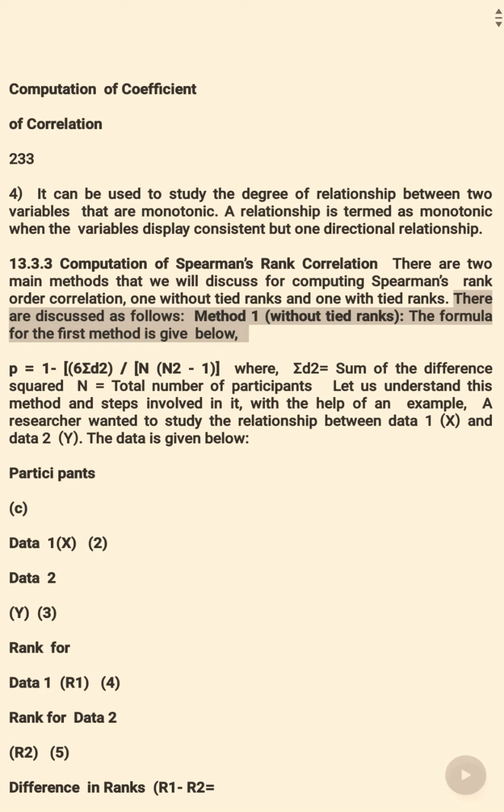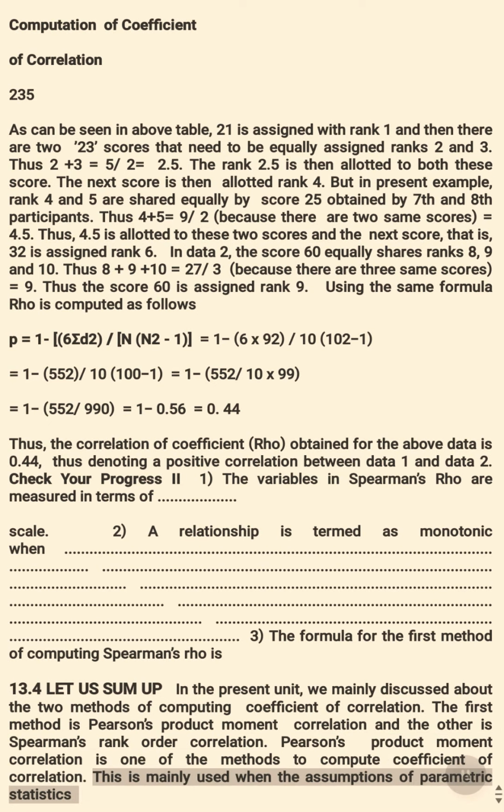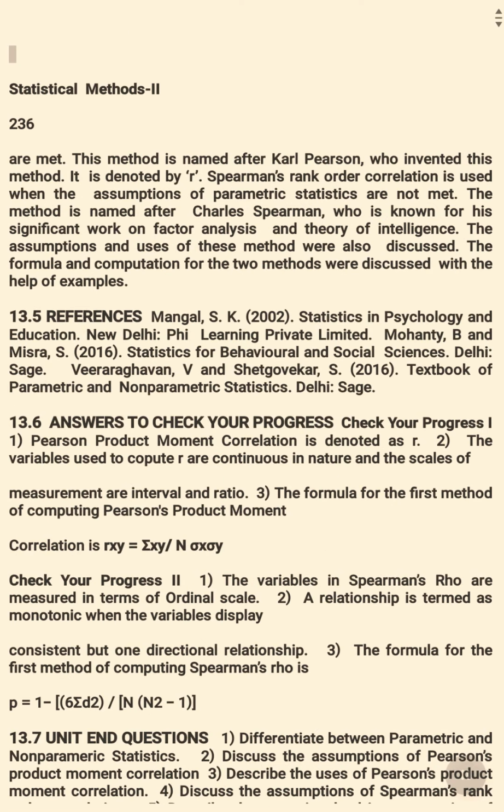Summing up of 13th unit. 13.4 Let us sum up. In the present unit, we mainly discussed about the two methods of computing coefficient of correlation. The first method is Pearson's product moment correlation and the other is Spearman's rank order correlation. Pearson's product moment correlation is one of the methods to compute coefficient of correlation. This is mainly used when the assumptions of parametric statistical methods are met. This method is named after Karl Pearson, who invented this method. It is denoted by r.